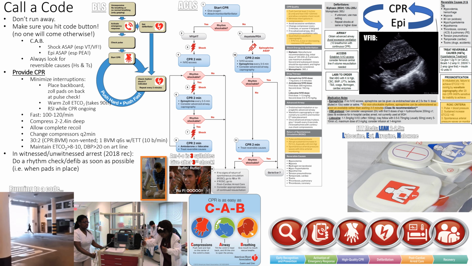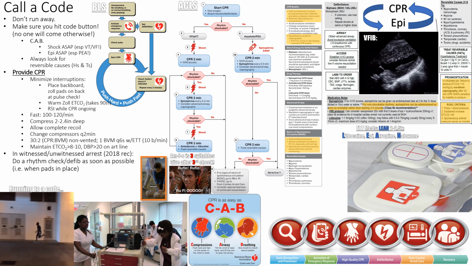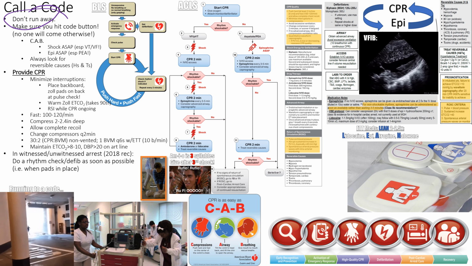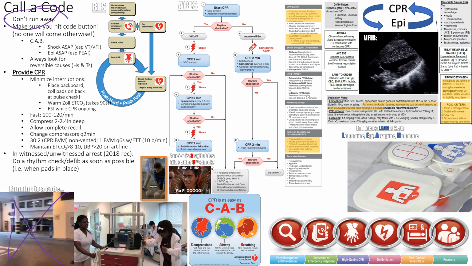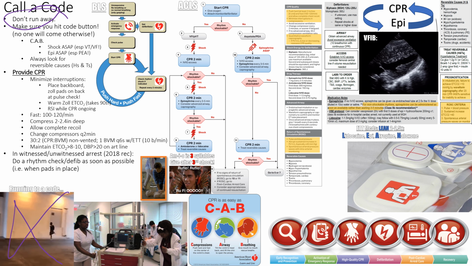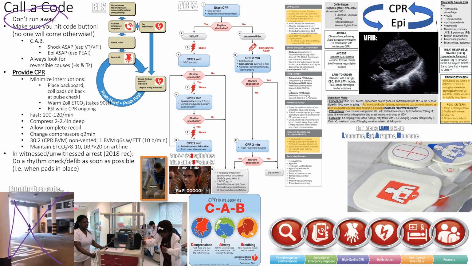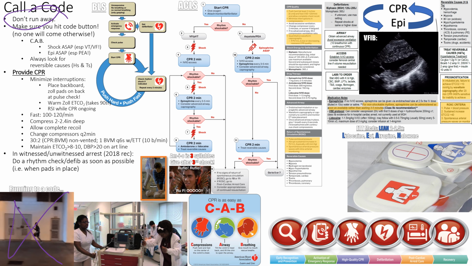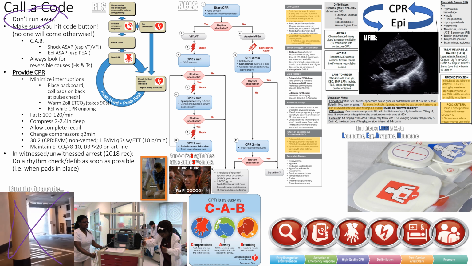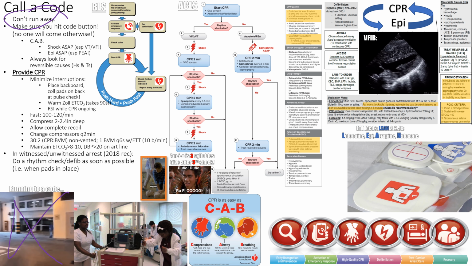All right, so if you don't have a pulse, we are going to be calling a code, right? First thing you want to do is not run away, right? Don't run away and say, oh, my patient's coding, bye, going to lunch, right? So you want to make sure that you are there because you're going to give the history. We want to be telling them what the H's and T's might be. We want to be able to have that resource.